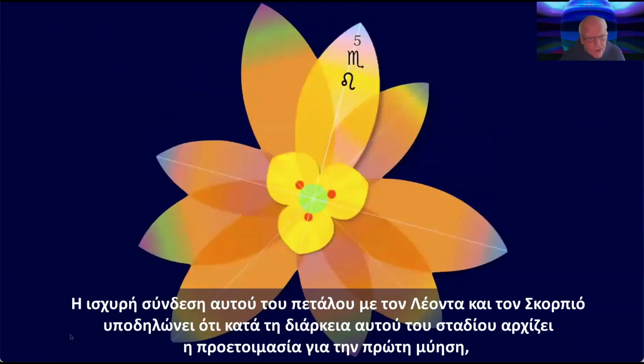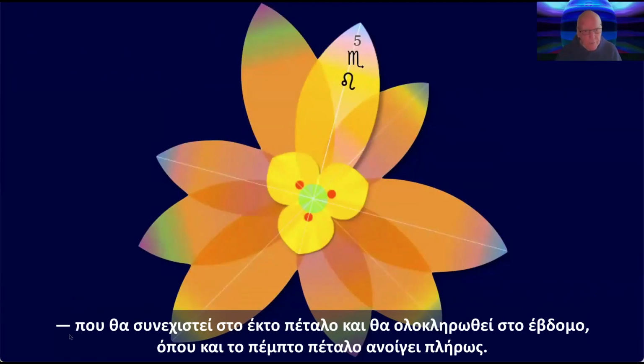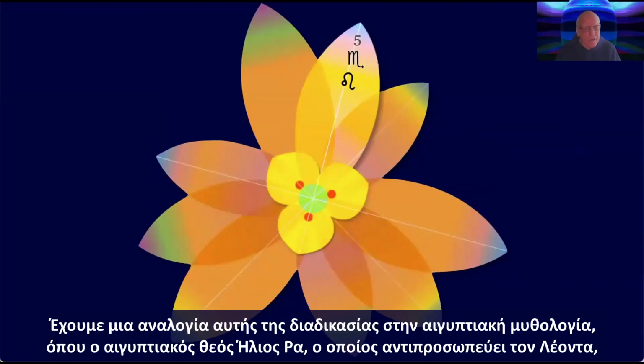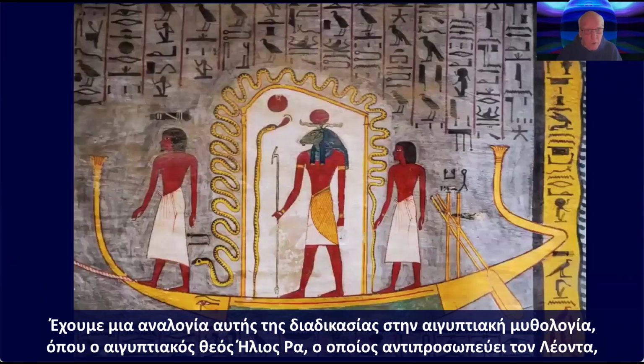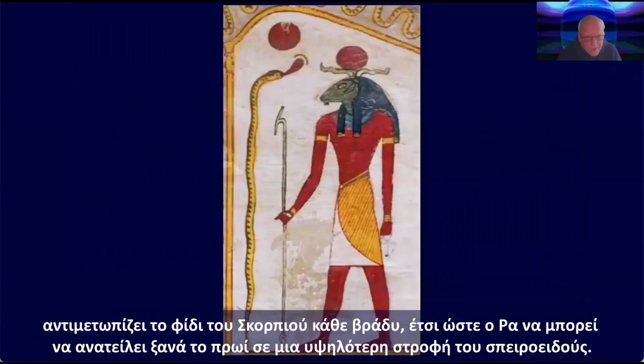This petal's strong association with Leo and Scorpio suggests that it is during this stage that preparation for the first initiation begins, to be continued in petal 6 and finally consummated in petal 7, at which time petal 5 fully opens. We have an analogy of this process in Egyptian mythology, wherein the sun god Ra, who represents Leo, confronts the Scorpio serpent each night so that Ra may rise again in the morning on a higher turn of the spiral.